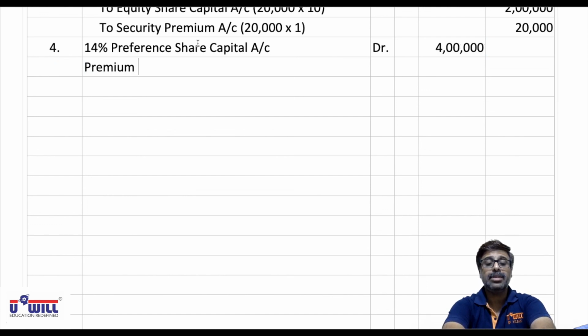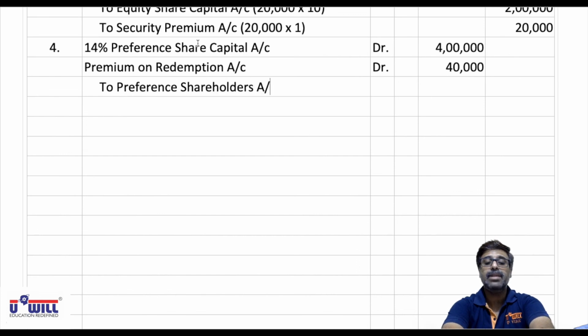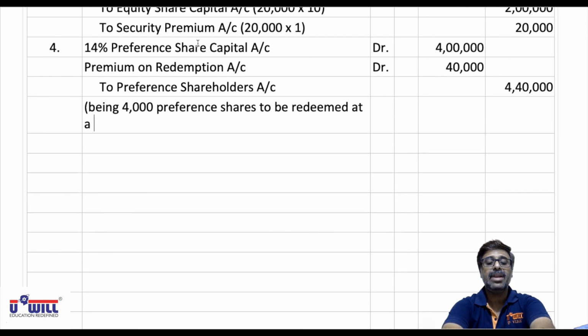Premium on redemption is a capital loss, so debit all expenses and losses. Premium on redemption account debit with 40,000, and the amount payable to preference shareholders is credited. So credit the payable to preference shareholders account with 4,40,000. Being 4,000 preference shares to be redeemed at a premium of 10%.